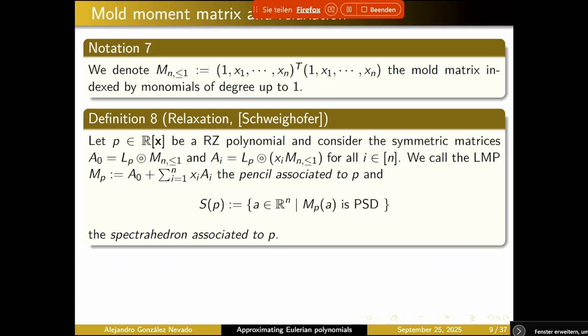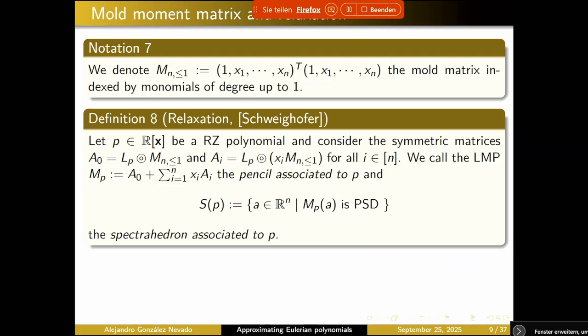And in this way you define the initial matrix, and then the rest of the matrices that we are going to work with are these, in which you first multiply the moment matrix by the variable x_i, and then you apply again the linear form entry-wise. And you do that for all the variables. In this way, you build this linear matrix polynomial, and with this linear matrix polynomial, you can define this spectrahedron. This matrix is positive semi-definite.